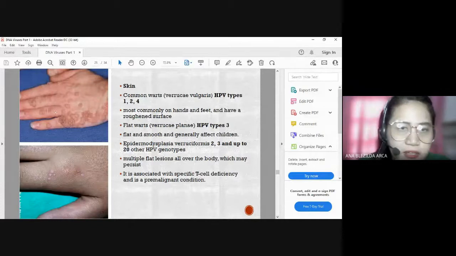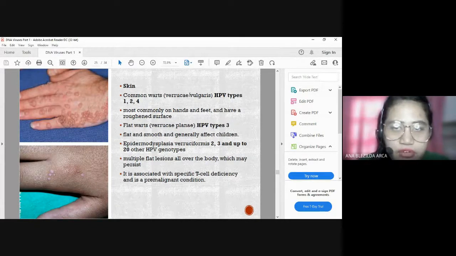So this is what it looks like sa skin. Okay, ito yung tinatawag na common warts or the Verruca vulgaris caused by HPV 1, 2, and 4. This one. And then for the flat warts naman, ang tawag dyan ay Verruca plana, like this one, flat warts lang. This is being caused by HPV type 3. They are flat and smooth and generally affect children.